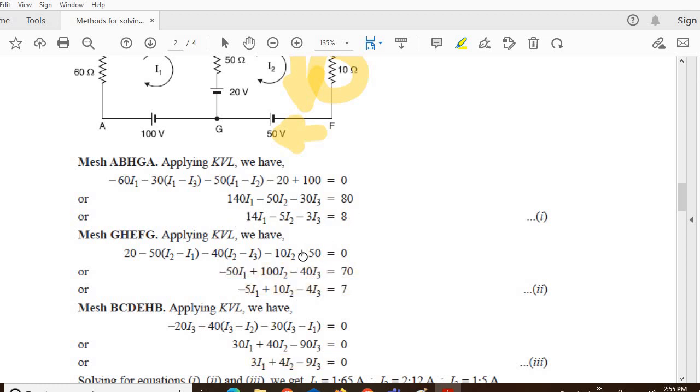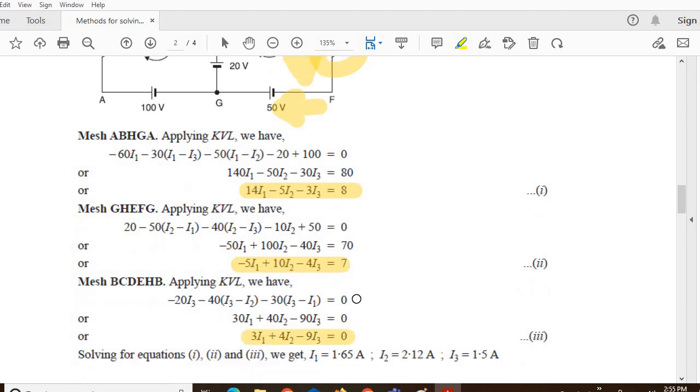The 3 unknowns are I1, I2, I3. You can see I have highlighted the 3 equations. When you solve these 3 equations simultaneously, you will get the values of currents I1 as 1.65, I2 as 2.12, I3 as 1.5. For engineering students, you can use scientific calculators for solving 3 equations, 3 unknowns. At a basic level, for 11th and 12th class, you can use substitution methods.